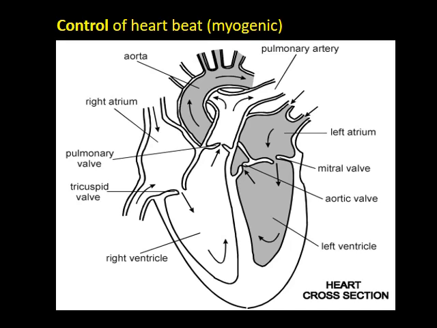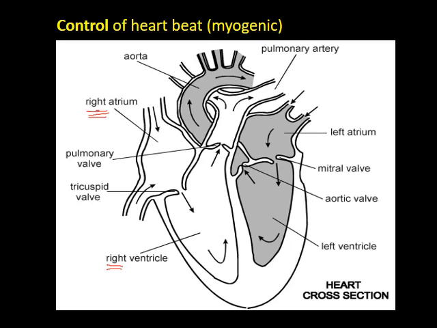So if we look at a picture of the heart, we know that we're actually looking at the heart as though it was within a person. So the left-hand side of the drawing is actually the right-hand side of the heart. Now we know the heart has 4 chambers. The 2 chambers at the top are called atria, and the 2 chambers at the bottom are called ventricles.